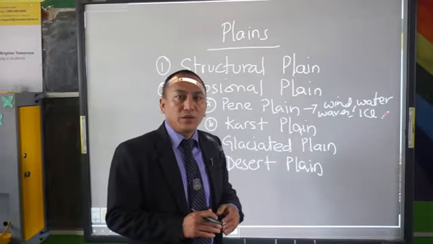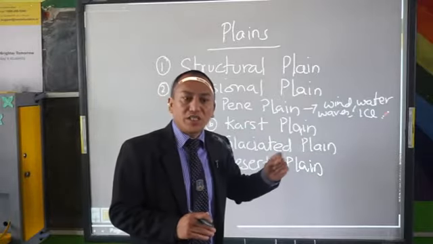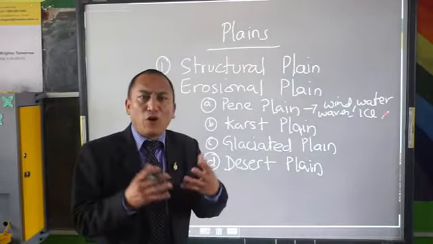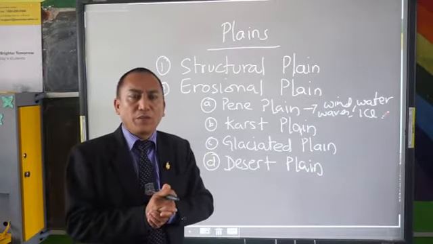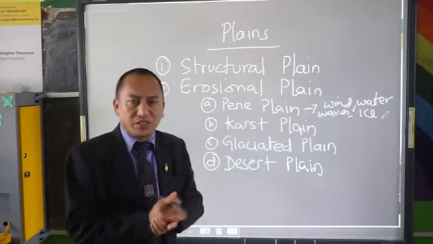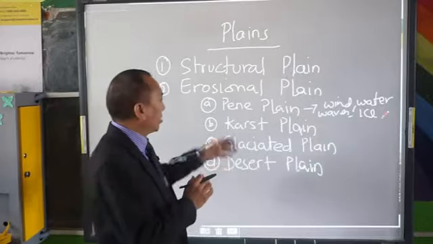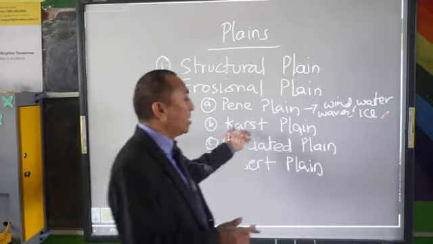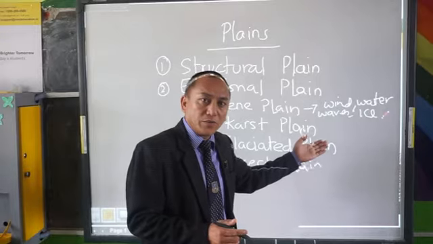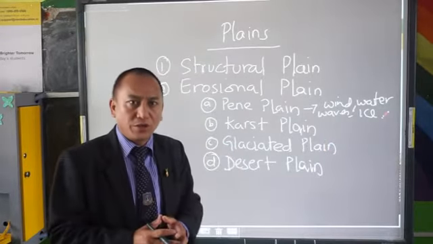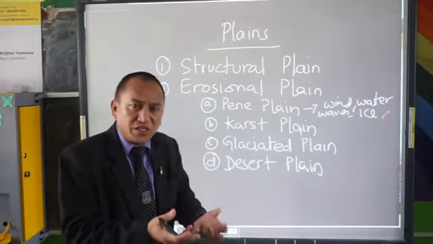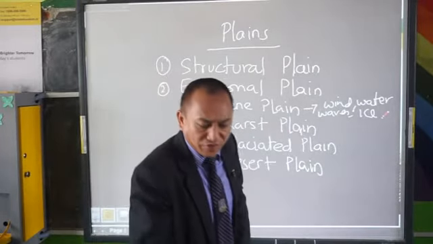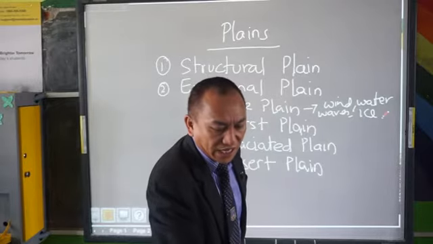Next one is a karst plain. What is a karst plain? A karst plain is basically formed in the limestone region because of the underground water which dissolves the materials. When the underground water dissolves the materials and turns it into a flat, undulating land, it is called a karst plain. That means this is mainly found in the limestone region. Then, if you turn to the back, we have the glaciated plain.